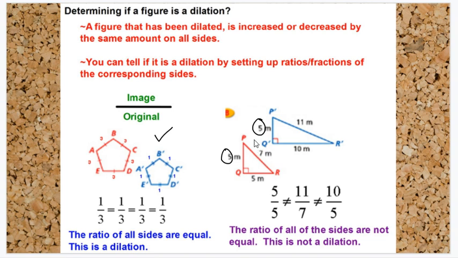So then we can look at from P to R. So from P to R, we have 7 meters. And then from P prime to R prime, we have 11 meters. So this fraction would be 11 over 7 because it's image over original.